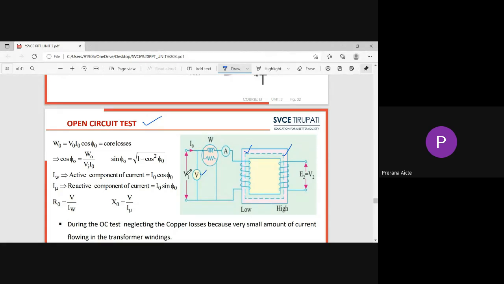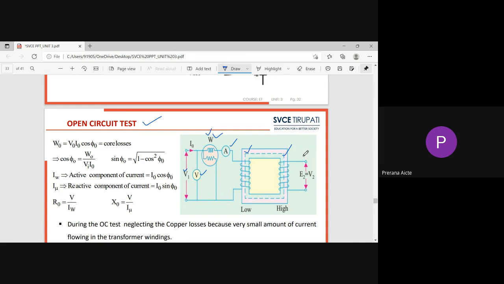Here we give the V1 voltage, and by adjusting the autotransformer, apply rated voltage to the primary winding. We connect a wattmeter, ammeter and voltmeter on the primary side. The wattmeter gives us the core losses, the ammeter gives the no load current, and the voltmeter gives the rated voltage of the transformer.